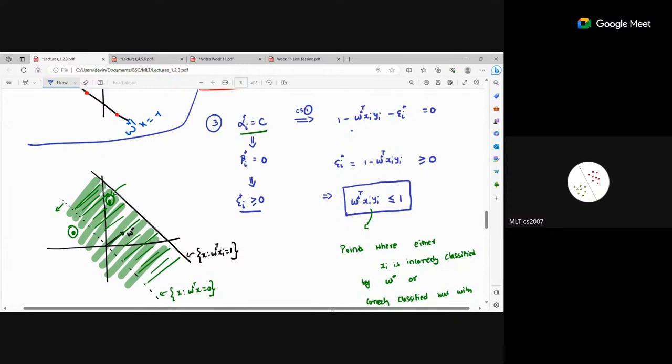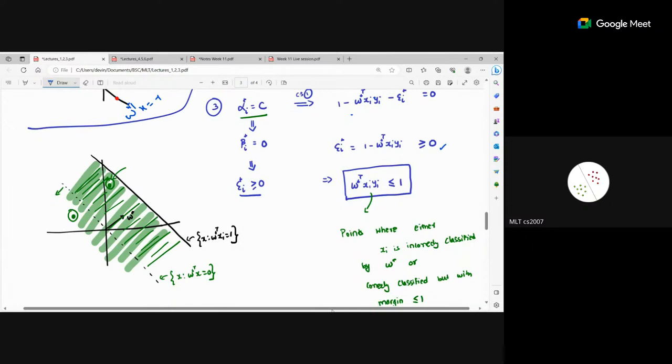Then in this scenario, the bribe is going to be equal to 1 minus W transpose XAYI, which can be written as greater than or equal to zero. Or in other words, W transpose XAYI can be less than or equal to 1.